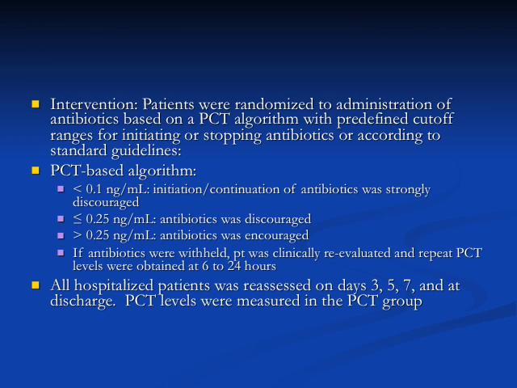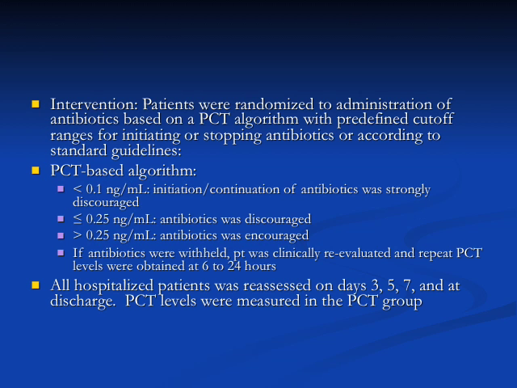So patients were again randomized to 2 arms, one being the administration of antibiotics based on a procalcitonin algorithm with predefined cutoff ranges for initiating or stopping antibiotics, or according to standard guidelines. The procalcitonin-based algorithm included various cutoffs. At less than 0.1, the initiation or continuation of antibiotics was strongly discouraged. At less than 0.5, antibiotics were discouraged, and at 0.25, the antibiotics were encouraged.